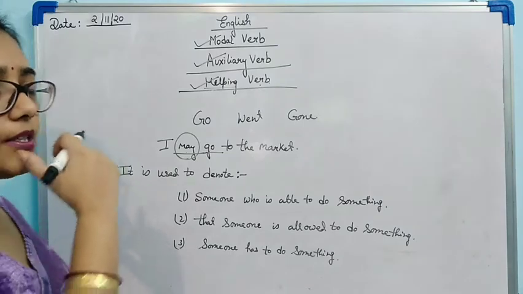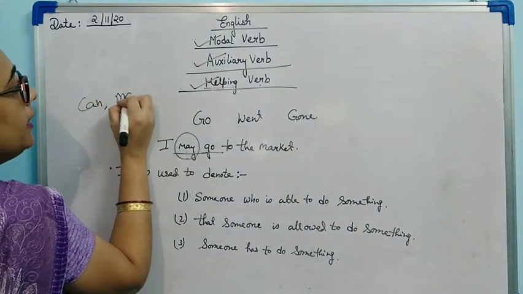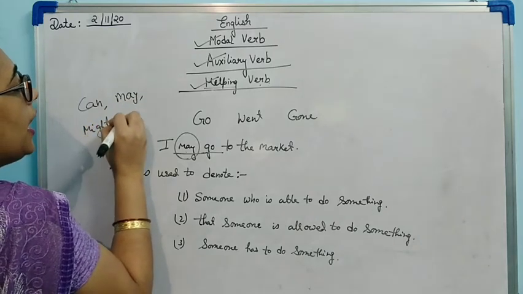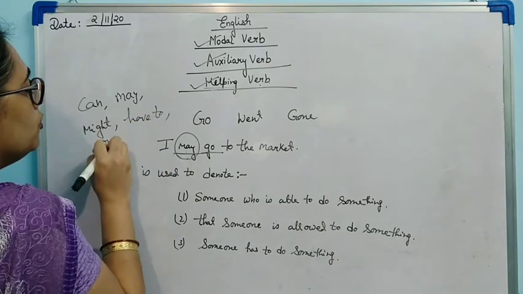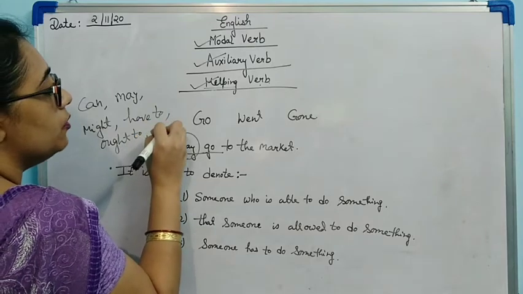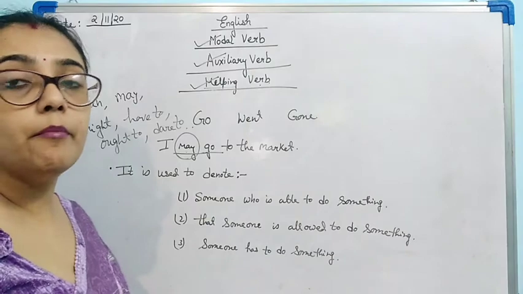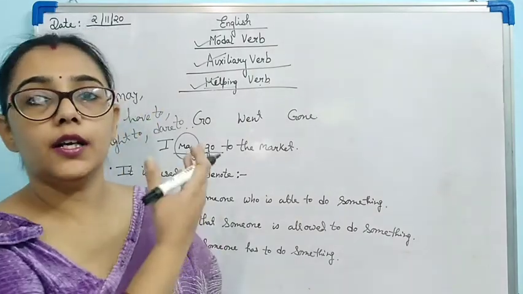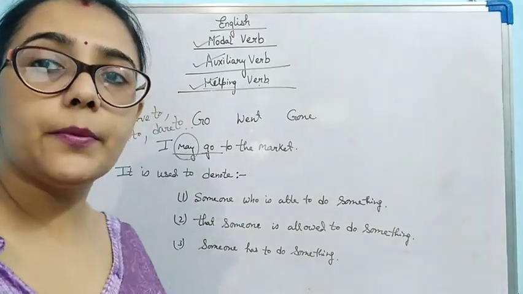Many helping verbs are there like can, may, might, have to, ought to, dare to, like this many are there. Now let's see one by one what these helping verbs are and where they are used.